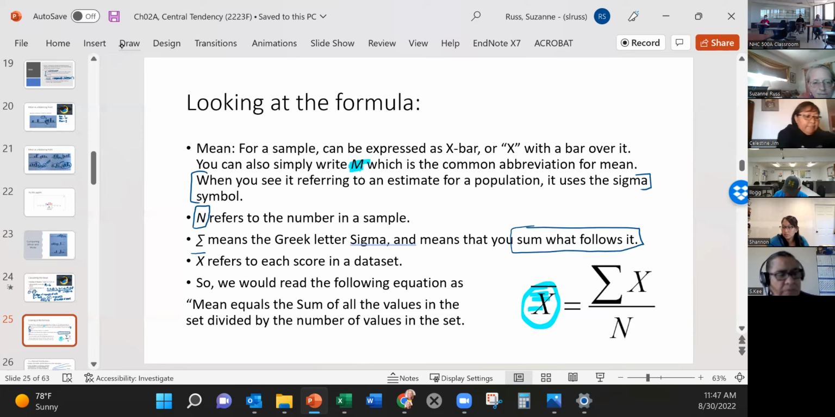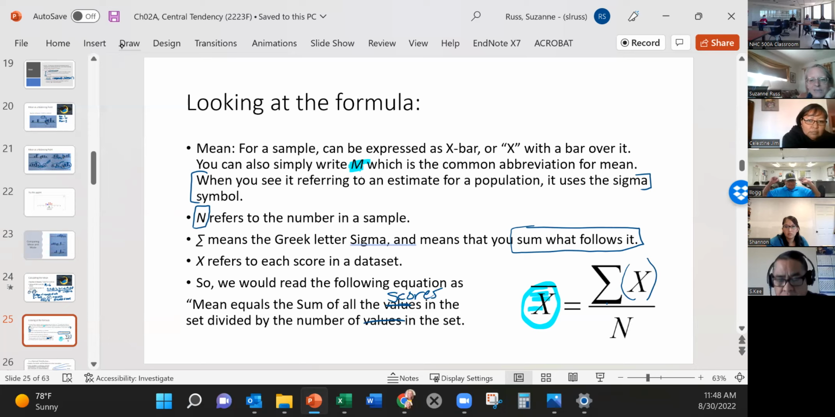X, not X bar, let me erase that. X refers to each score in a data set. We're going to use this all the time. And so if we were going to read this formula in words, usually put a parenthesis, but either way is okay. We would say the mean equals the sum of all scores in the data set divided by the number of scores in the set. Questions about any of that?